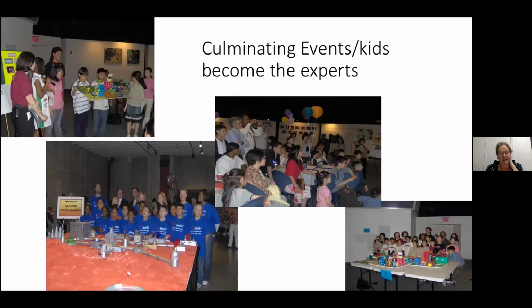Making the kids the experts, having the kids teach. These are different culminating events. The one on the bottom left is from the US Space and Rocket Center. The one in the center is from the Chinese American Planning Council here in Queens. And the one on the bottom right is actually Chinese American Planning Council also. And the one on the top left is from the New York Hall of Science.